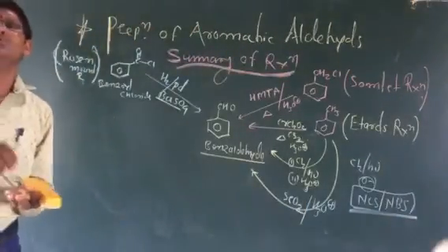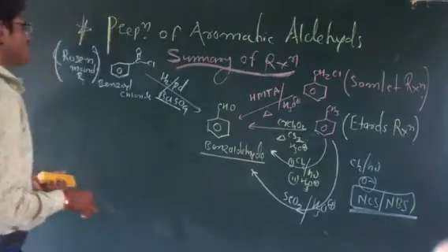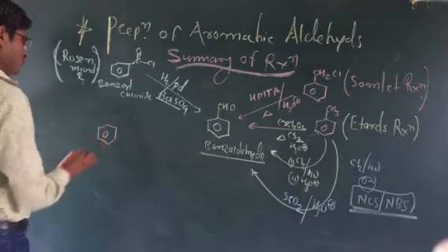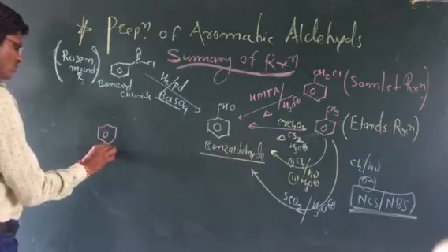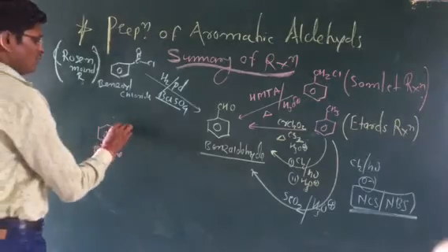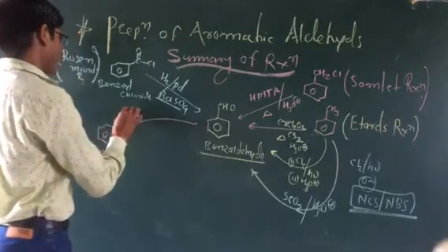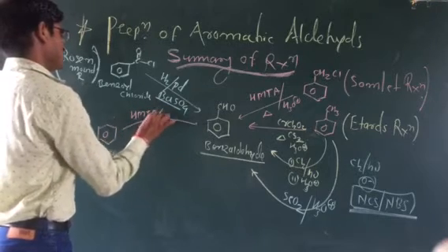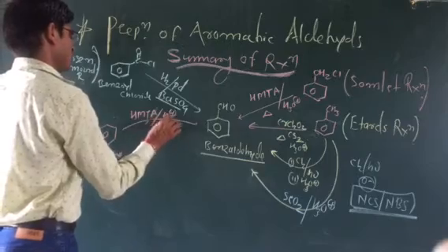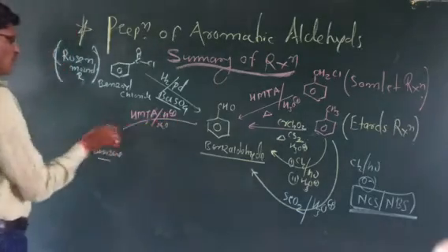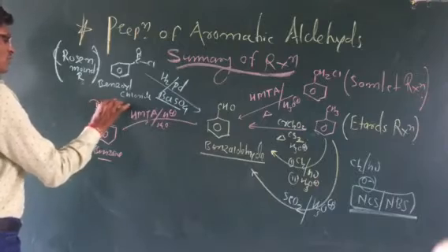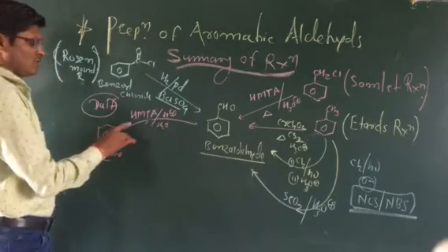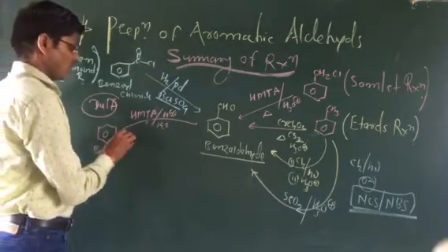Again, another preparation of benzaldehyde starting from the benzene nucleus. We add HMTA, hexamethylene tetramine, in presence of hydrolysis in acidic condition. The most important type of reaction here is formylation. It is nothing but the Duff reaction. The formylation of the aromatic nucleus using HMTA is known as the Duff reaction.